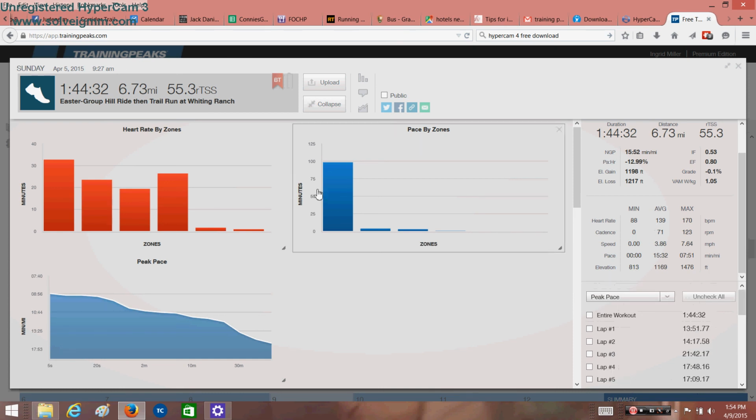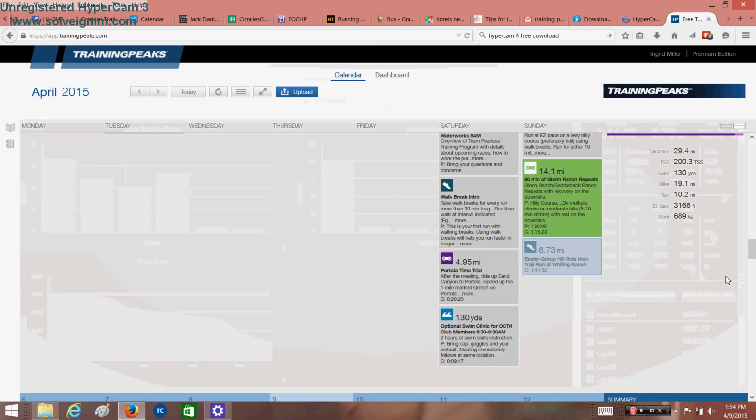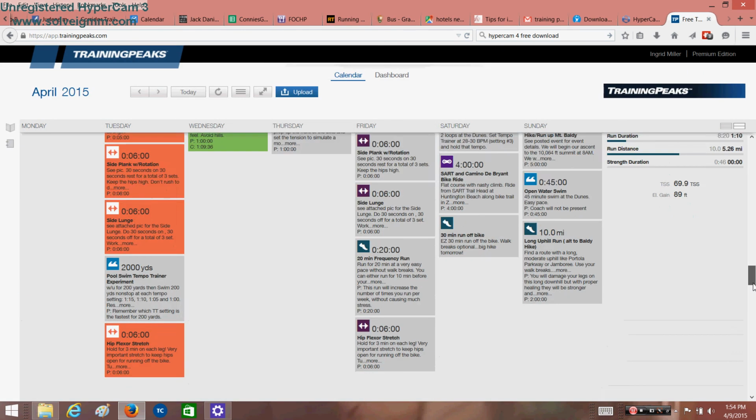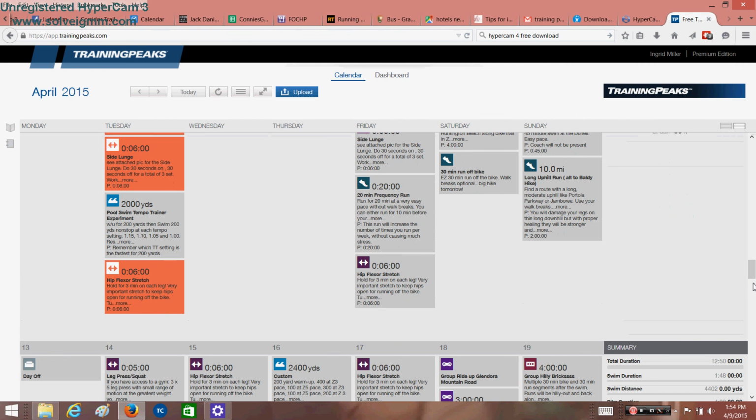But for your purposes, it's mostly going to be heart rate, pace, and then you want to get out of here. You're going to go back up and click on X. What else can I show you while we're here? I think that's about it for now.